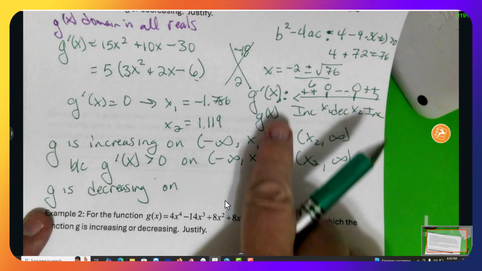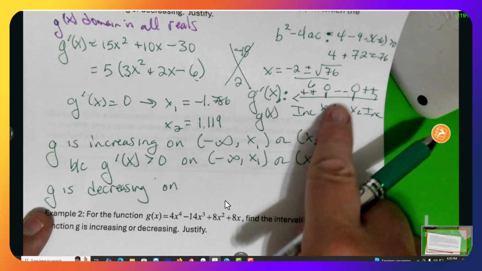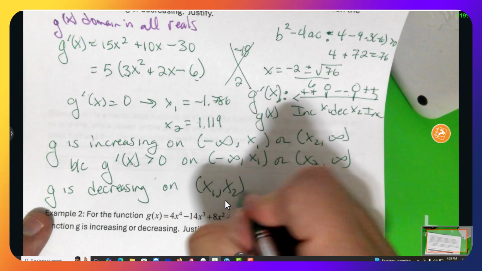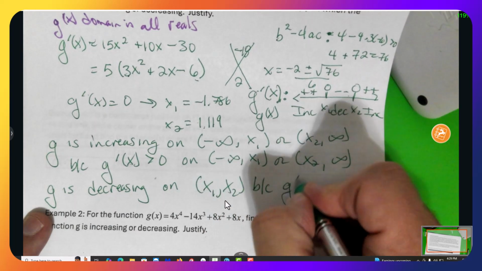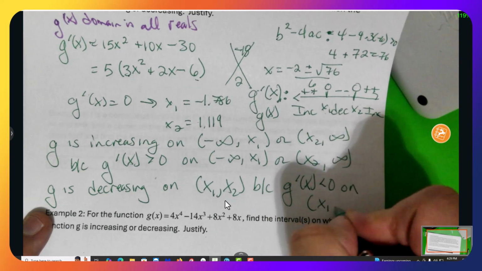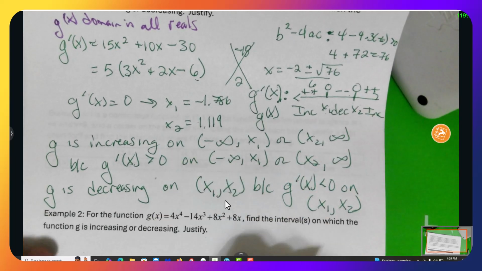on, and notice, you look right here, where's it negative? It's right there, but here's your check. x sub 1 to x sub 2, because g prime of x is negative on, and I'm going to plagiarize and re-copy that interval. Okay.